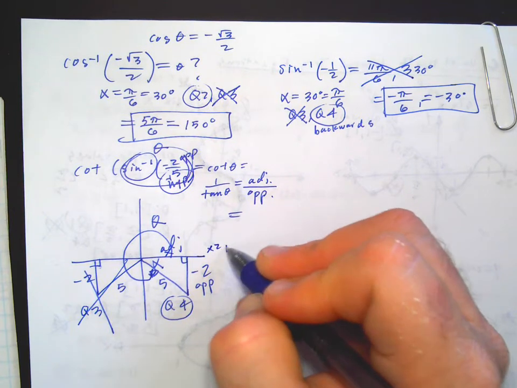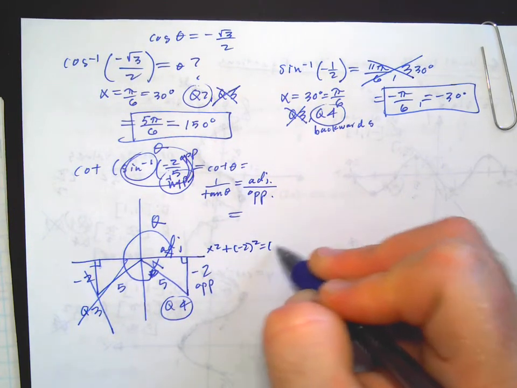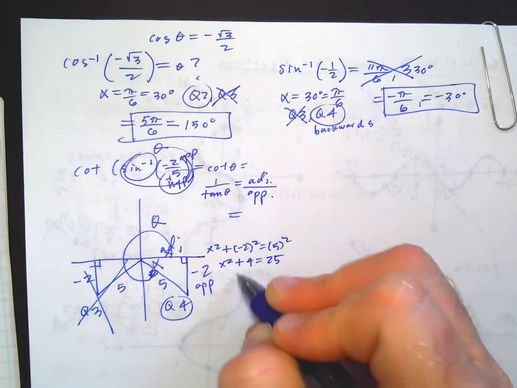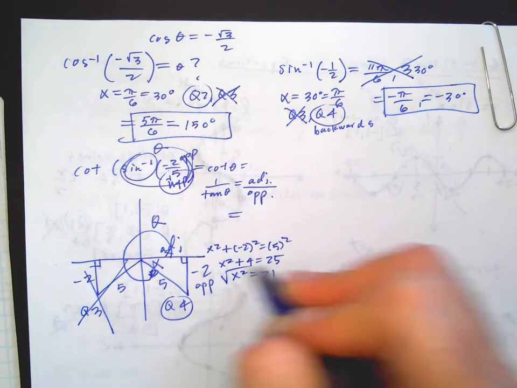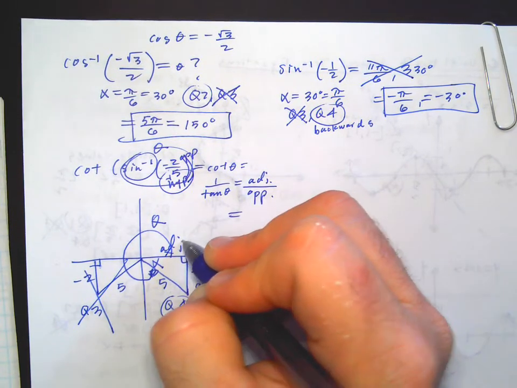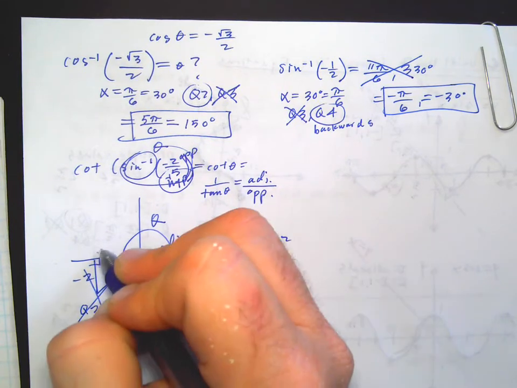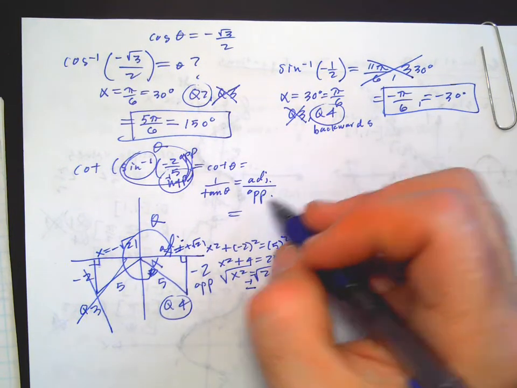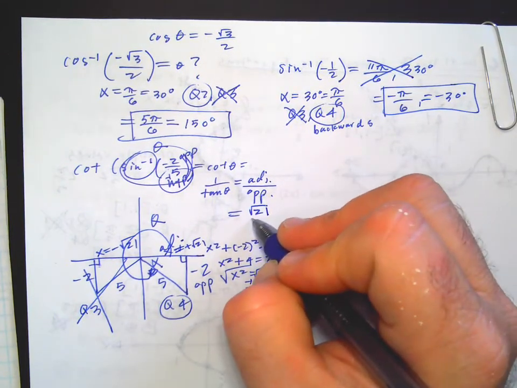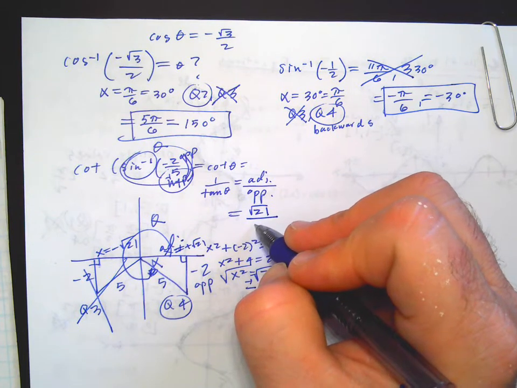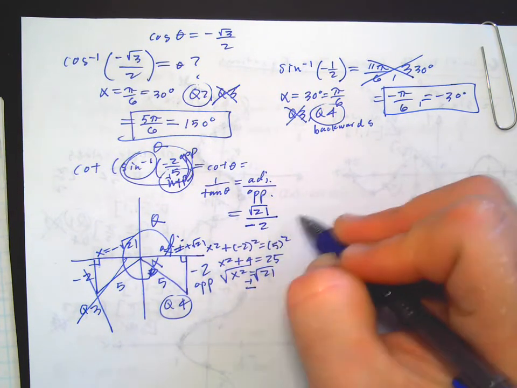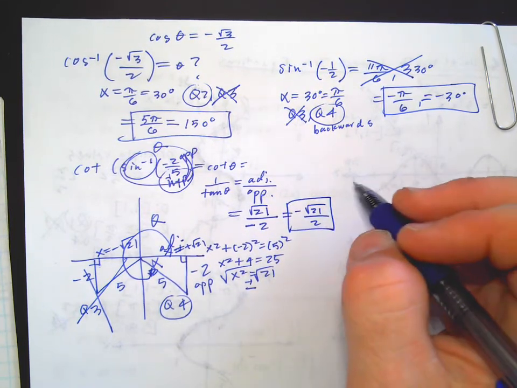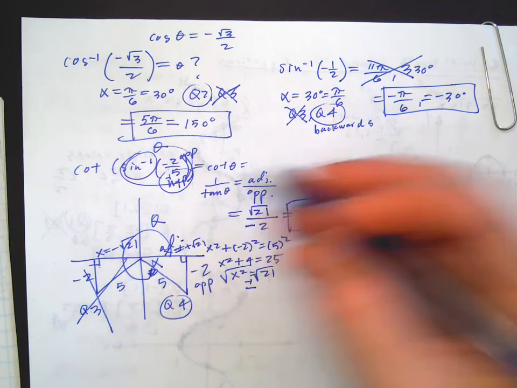X squared plus negative 2 squared equals 5 squared. X squared plus 4 equals 25. X squared equals 21, square root plus or minus. Now plus or minus because this one is positive square root of 21. This one would have been negative square root of 21, but we're not going to do that one. So we're going to do adjacent, square root of 21, over opposite, which is negative 2. Now, usually for a final answer, just put the negative in the top or in front. But we never actually had to find the angle. We just did a little picture.